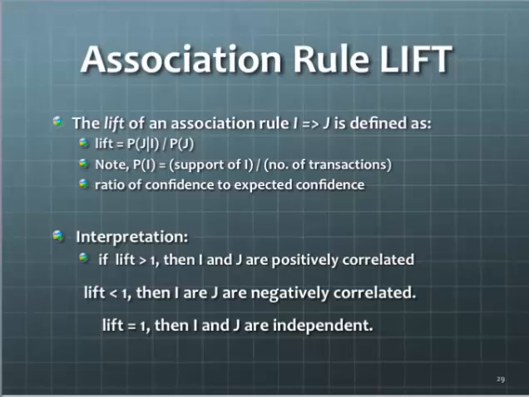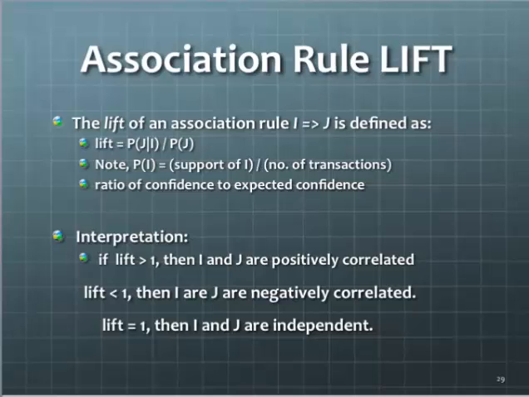Lift is one of the widely accepted measures that can be used to evaluate the interestingness of association rules. It computes the ratio between the rule's confidence and the support of the itemset in the rule consequent. Also, we can say that it represents the ratio of confidence to expected confidence. Lift compares the frequency of a pattern against a baseline frequency computed under the statistical independence assumption.